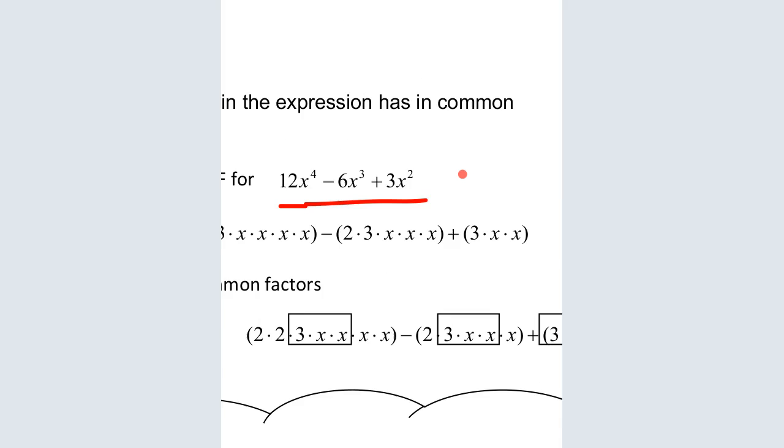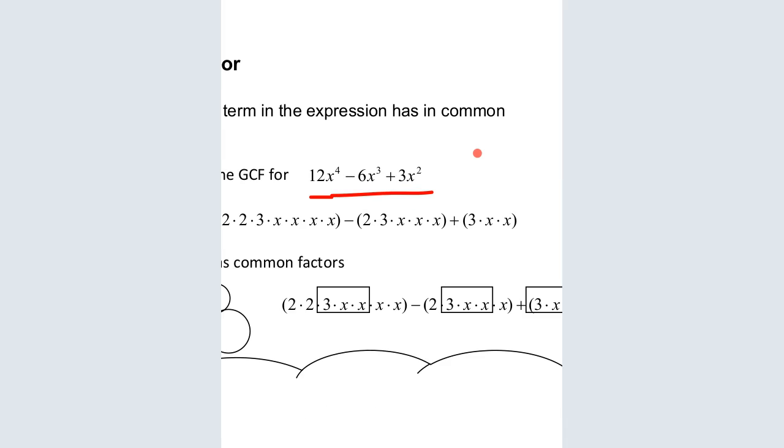going to try to blow this up if I can a little bit, right? Oops, there it is. 12x to the fourth minus 6x to the third plus 3x squared. And if I look at those 3 terms, here's the way you go about it. You look at the numerical values first. 12, 6, 3, and you ask yourself, is there any number that would divide into all of those?